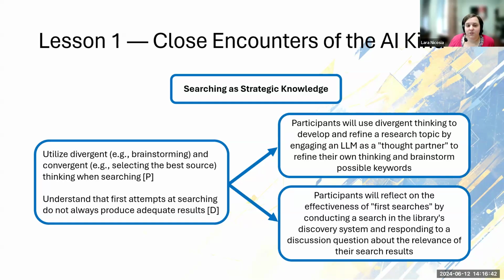So to do this, students will use divergent thinking to develop and refine a research topic by engaging an LLM as a thought partner, a phrase we often use in our library, to refine their own thinking and brainstorm possible keywords. Participants will reflect on the effectiveness of first searches by conducting a search in the library's discovery system and responding to a discussion question about the relevance of their search results.